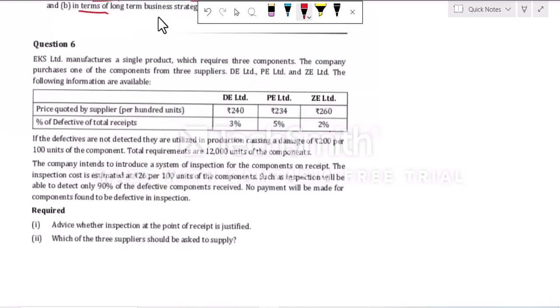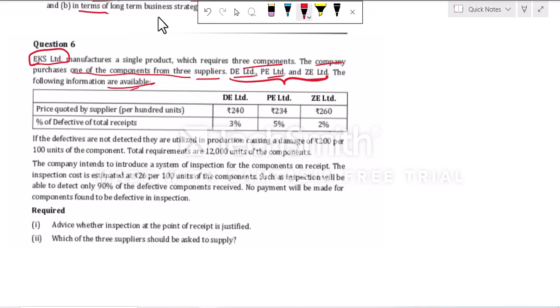Next question. EKS Limited manufactures a single product which requires 3 components. The company purchases one of the components from 3 suppliers: DE Limited, PE Limited and ZD Limited. The following is the information available. See, for EKS Limited, they need raw material which is supplied by 3 suppliers. I am summarizing it. Okay. For EKS Limited, they need 3 components. One of the components has 3 suppliers.